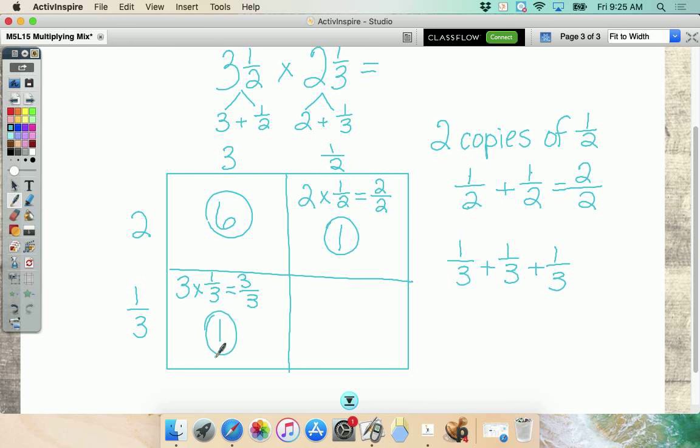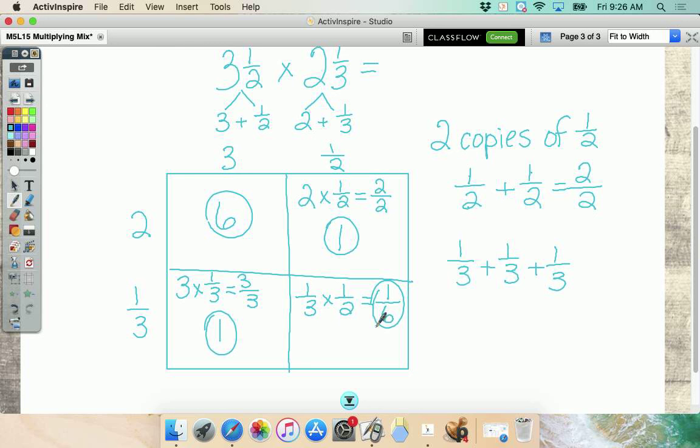All right. Now I'm going to multiply 1/3 times 1/2. Write this in the box because you're going to go back and look at this possibly when you do your exit ticket. Okay? Now this one is 1 times 1 and 3 times 2.